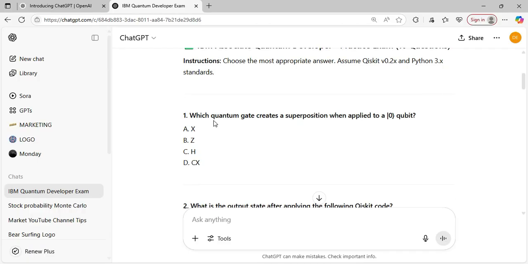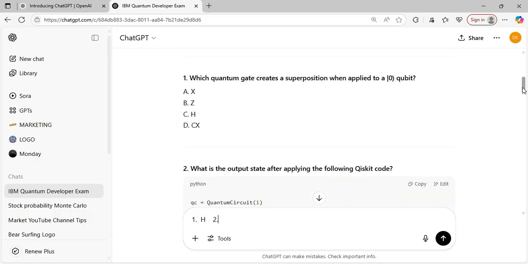Okay, let's see. Number one, which quantum gate creates a superposition when applied to a 0 state qubit? That would be H. So I'm going to put H. All right, let me go to number two.